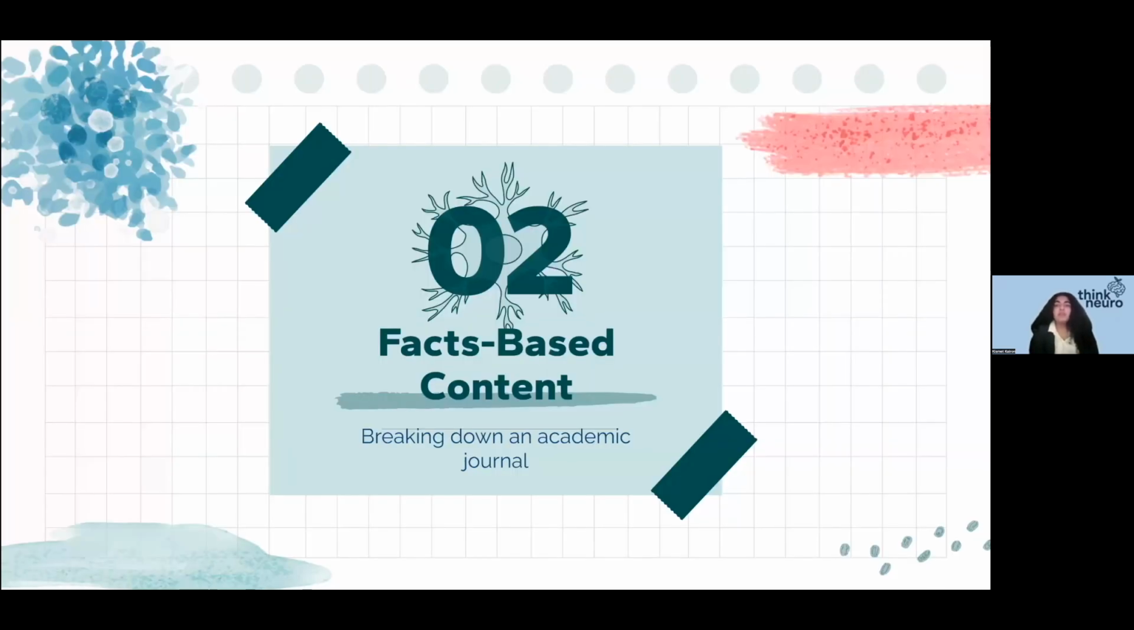Next, before we move on to part 2, make sure to answer the question on the form, which is: what is the purpose of an academic journal and who is the audience of an academic journal?